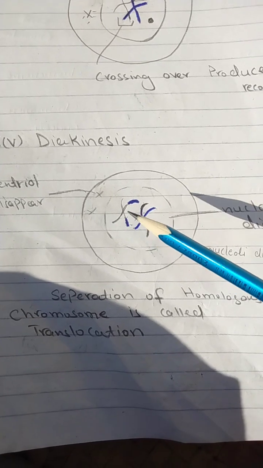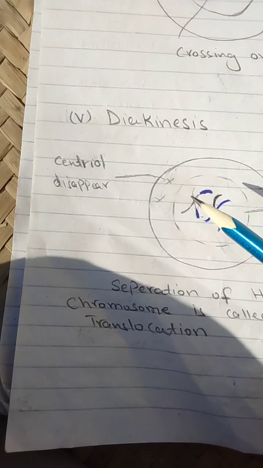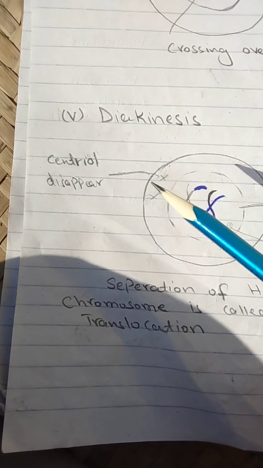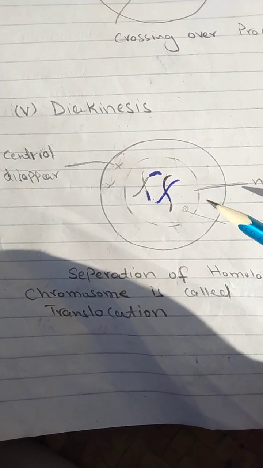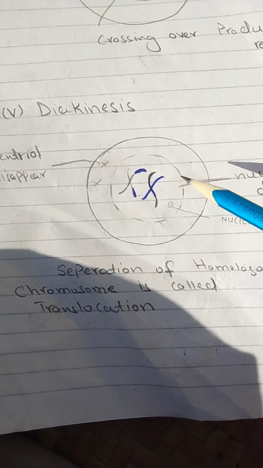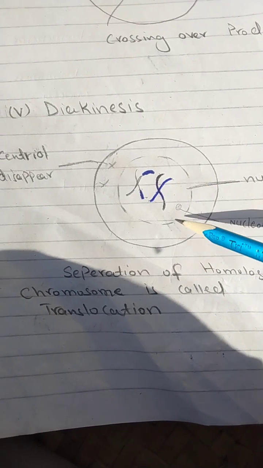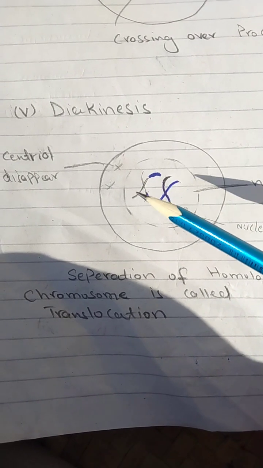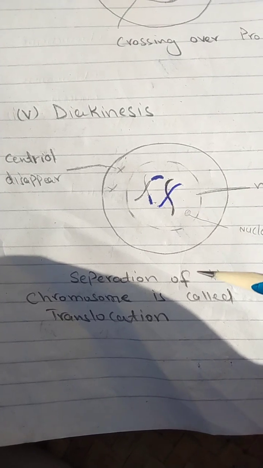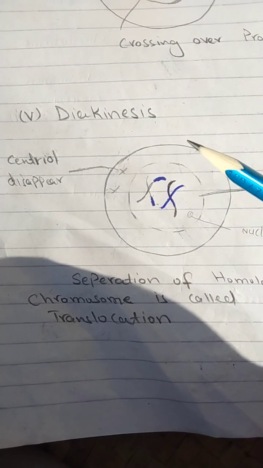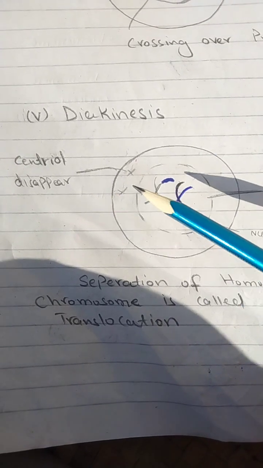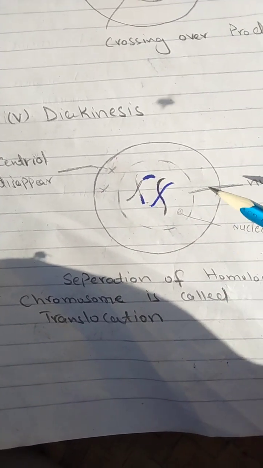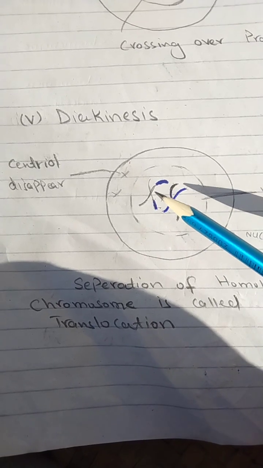In diakinesis, centrioles disappear, the cell membrane starts to disappear, and nucleoli disappear, because the cell prepares itself for complete division. That's why the centrioles and cell membrane disappear.